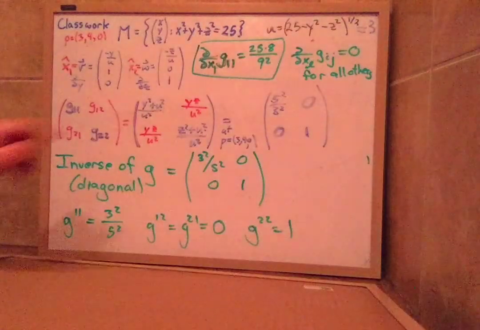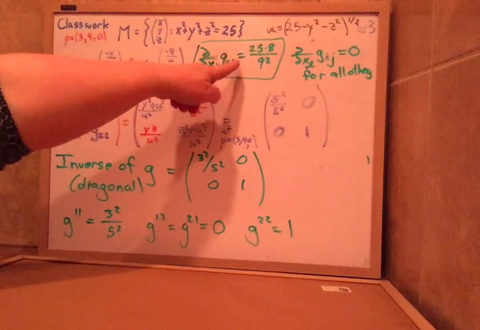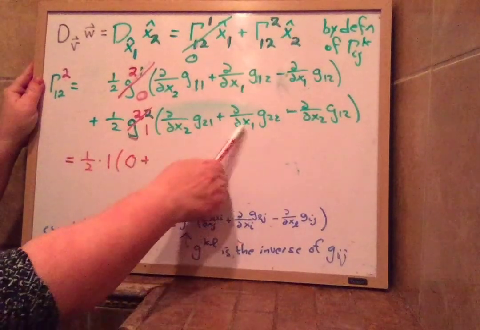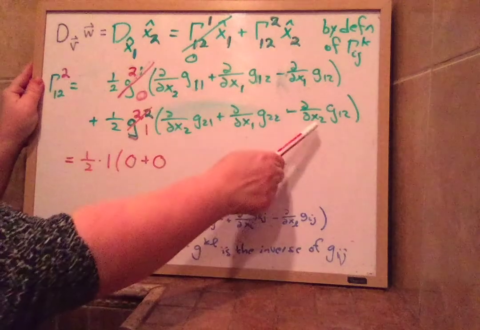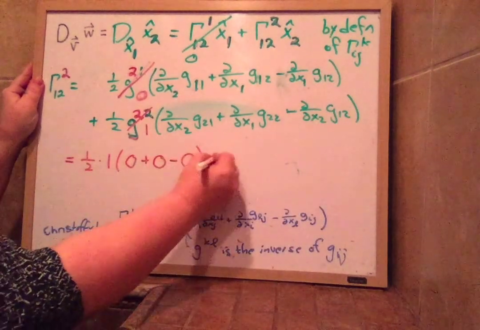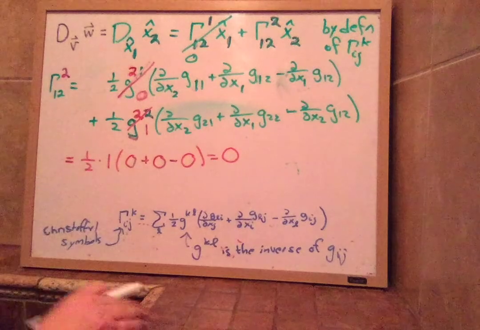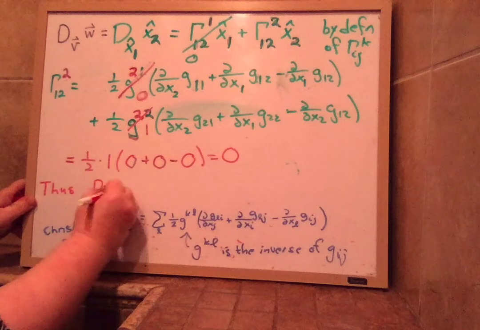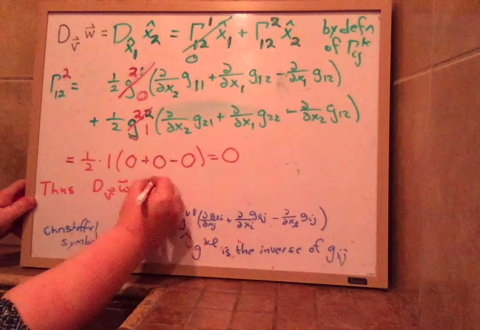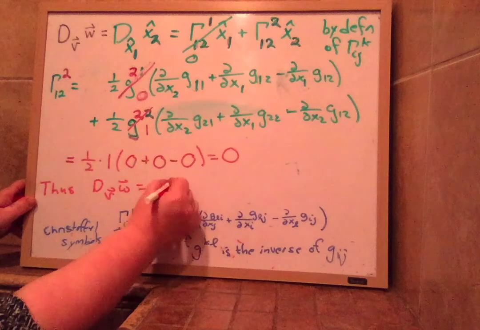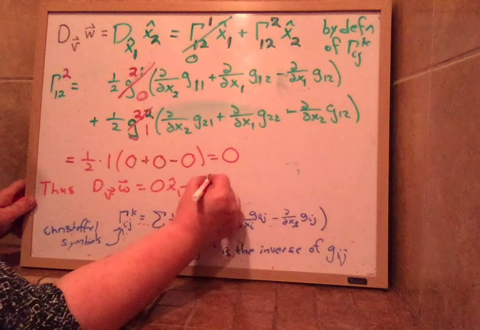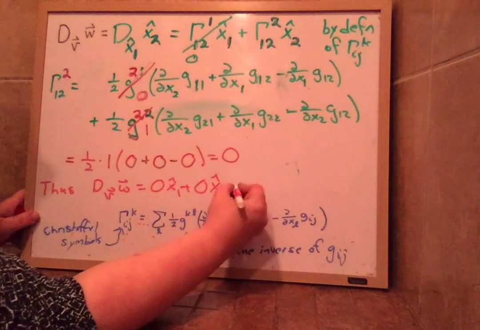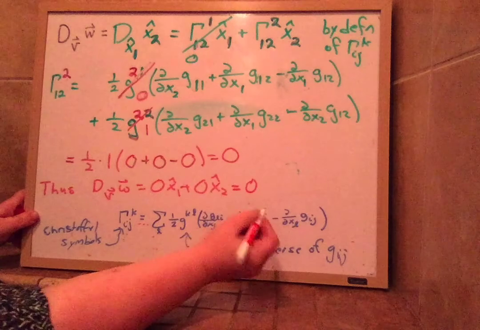Well, let's think about that. Only ddx1 of g11 is not 0. All the other ones are 0. So this is 0 plus x1 of g22 is 0 plus x2 g12 is 0. So everything is 0. So we're getting that gamma 1, 2, 2 is 0. Thus, dvw is equal to 0 x1 hats plus 0 x2 hats. Because the first Christoffel symbol was 0 and the second Christoffel symbol was 0. So this comes out to be 0, the 0 vector.